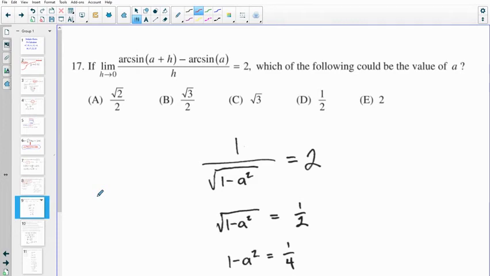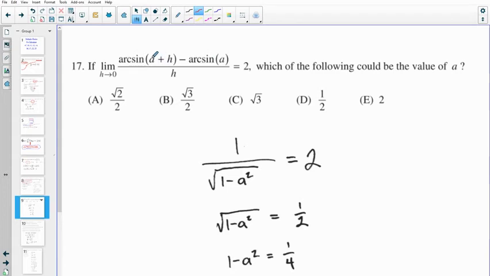17 was the other question that was asked the most frequently by several of you, multiple of you, half a dozen or so of you. And I really like this question as there's an easy way and a hard way. I'm sure you could do a L'Hopital version of this or something like that, but the honest intention of this question is for you to recognize that this is the derivative. This is the derivative of the inverse sine evaluated at a.